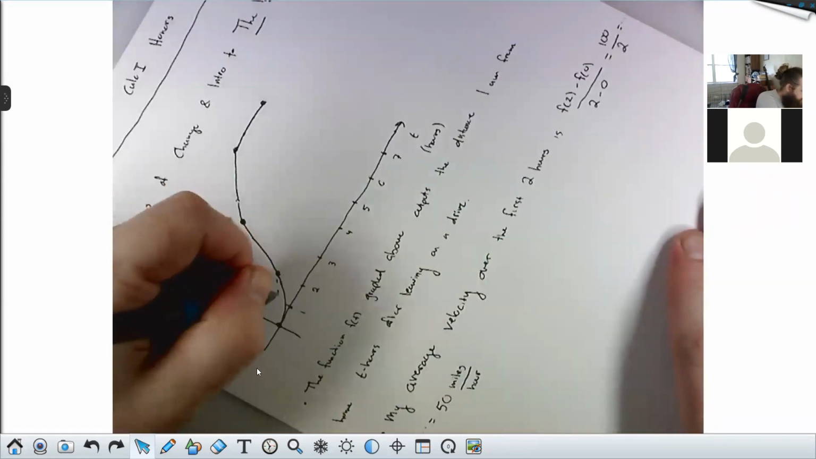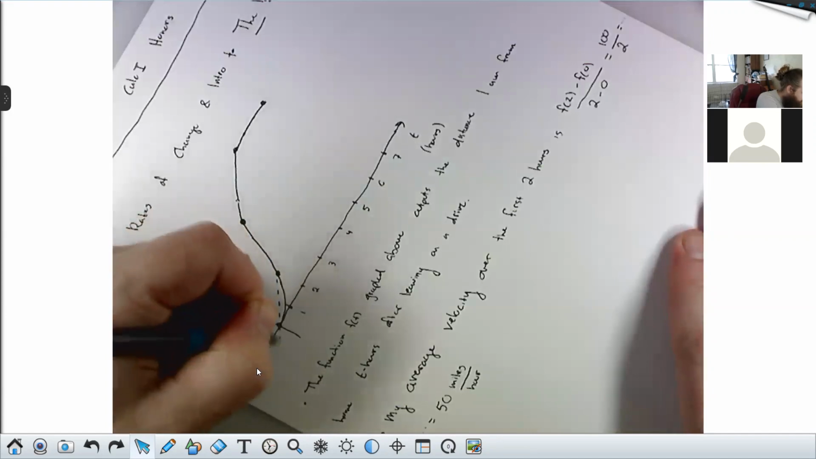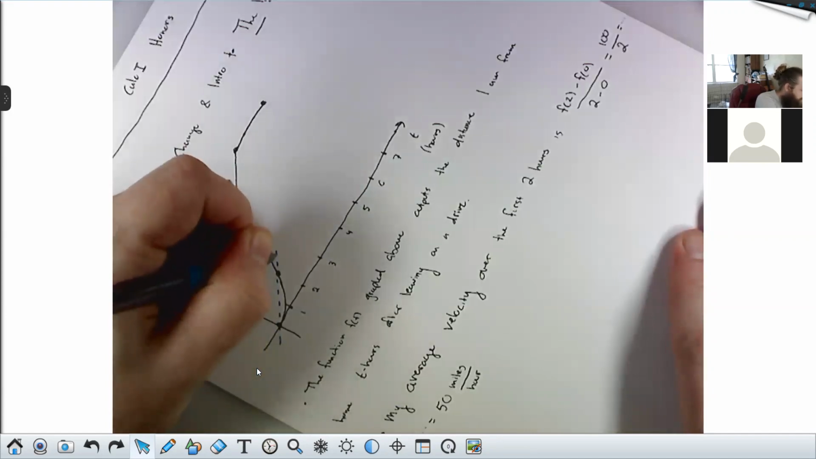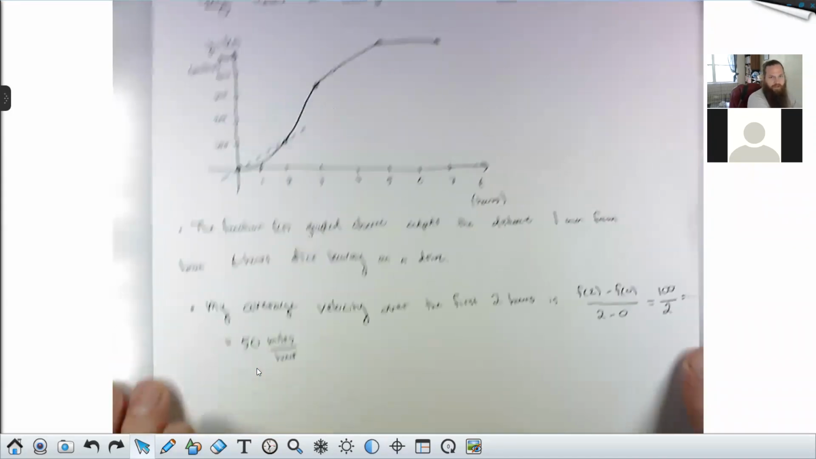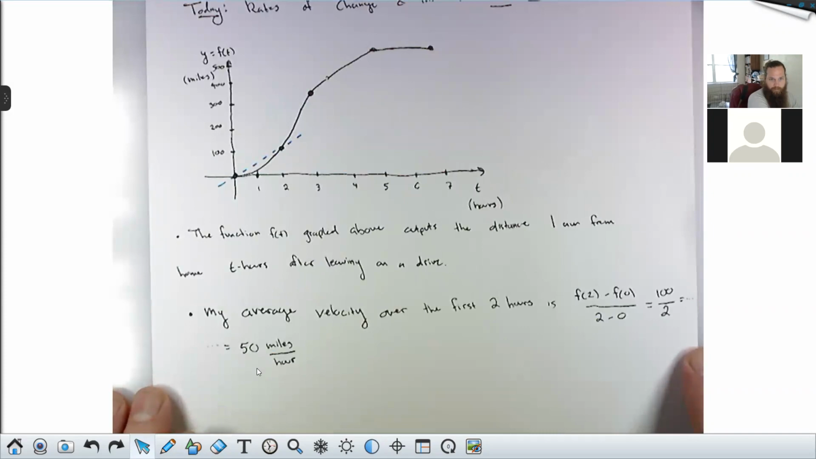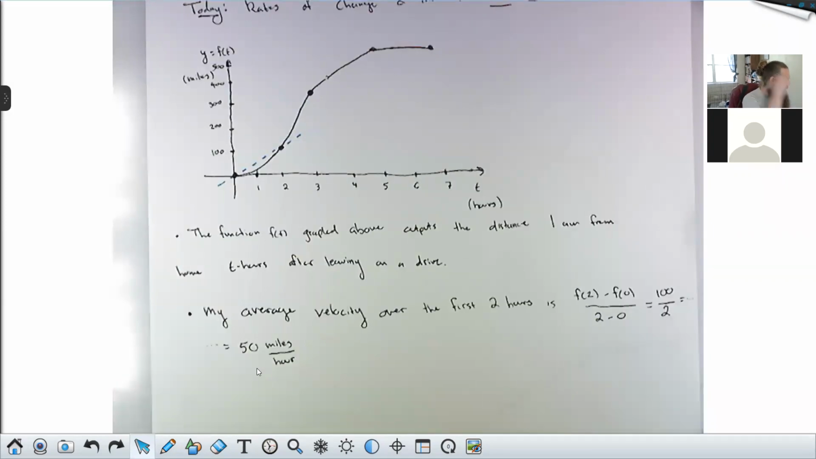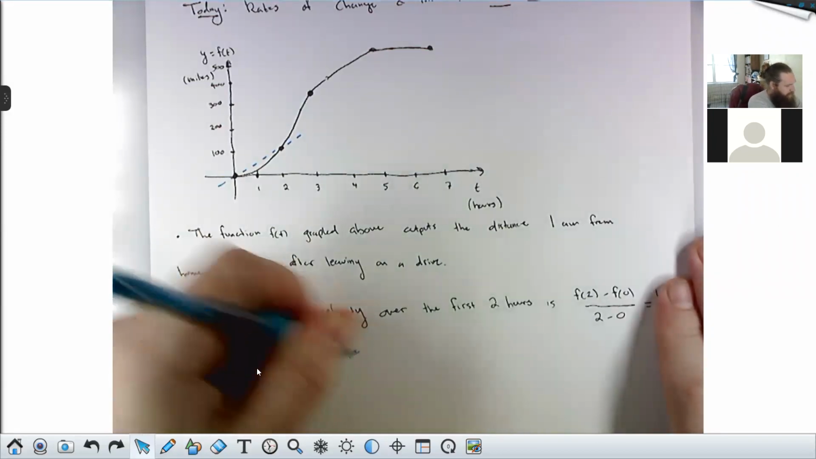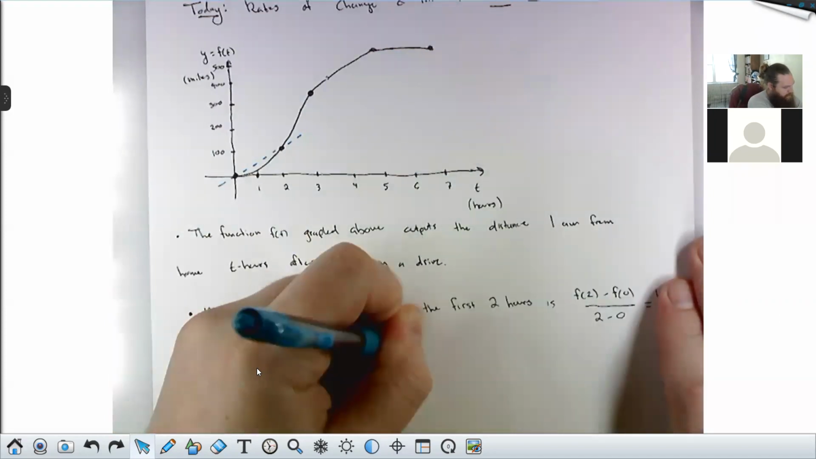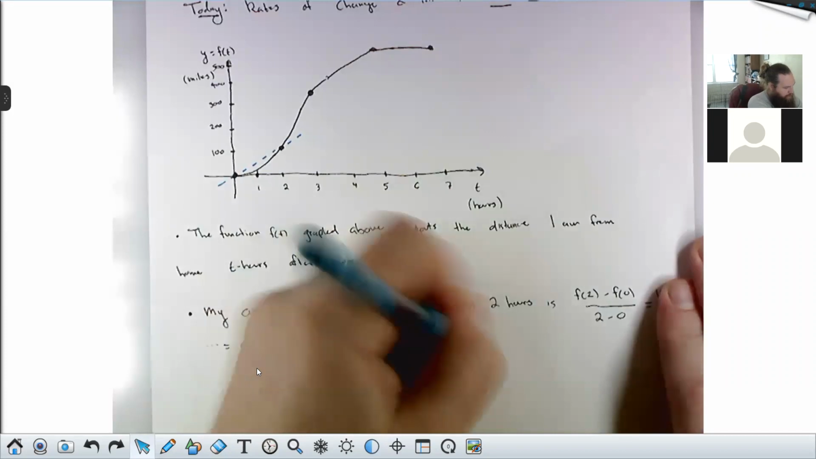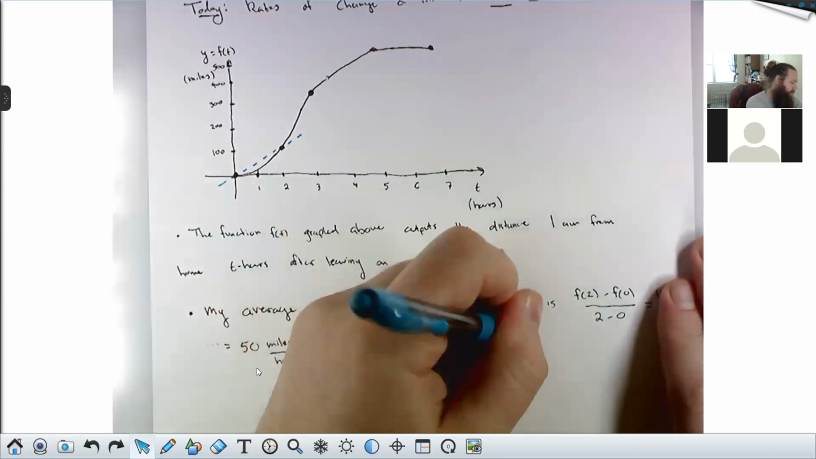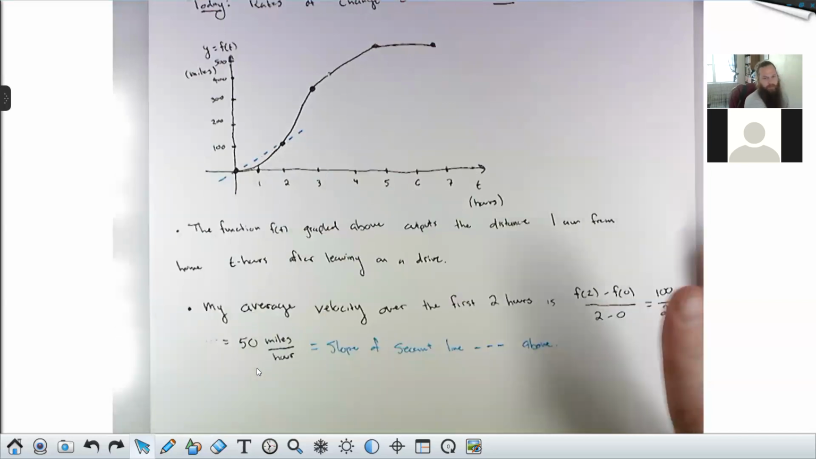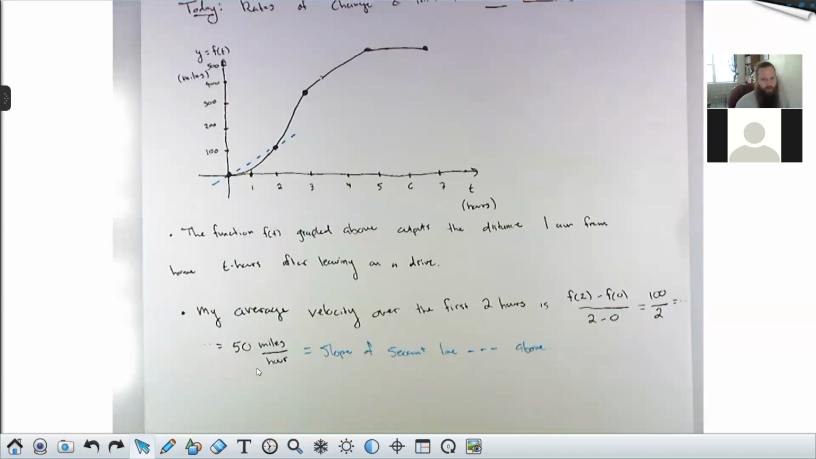That average velocity, you remember from your pre-calculus classes, I hope, is the slope of this little secant line, the dashed line that I've drawn in there.